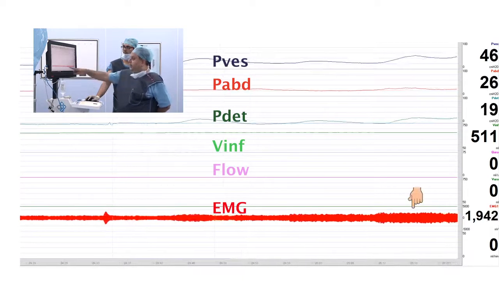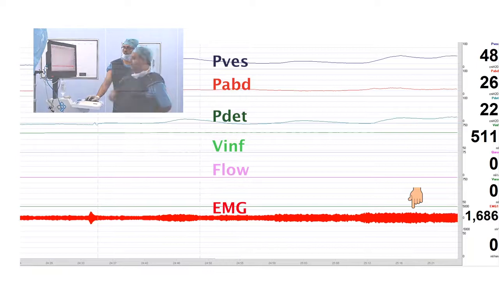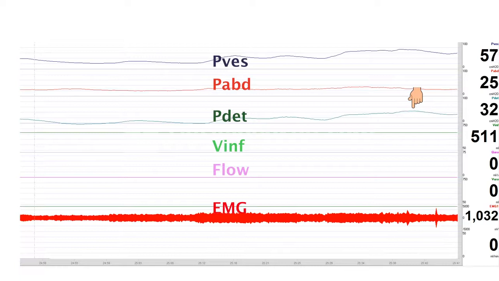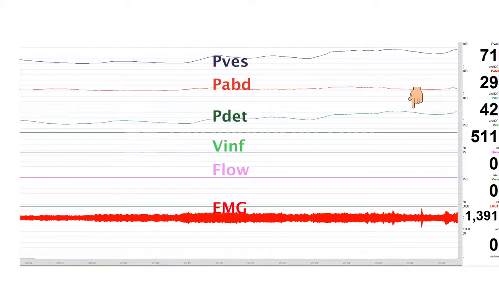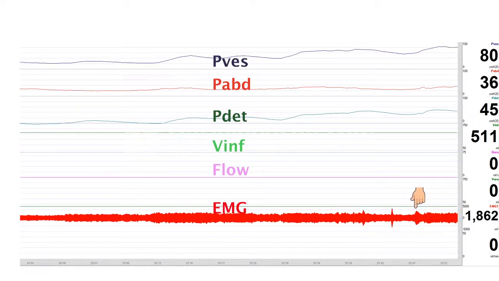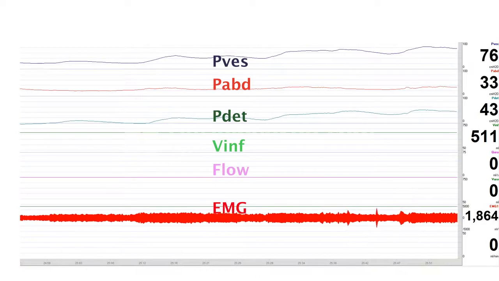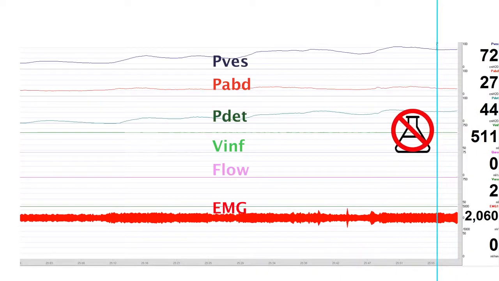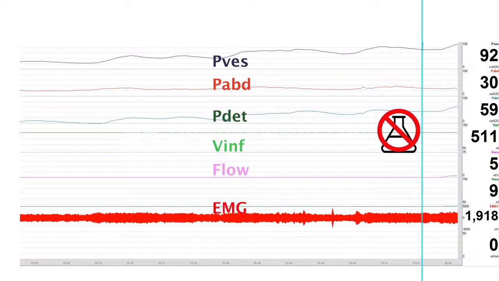The EMG at the same time has slightly increased. The detrusor overactivity has reached 36 centimeters of water. The patient has not leaked as yet, and there is rise in the EMG. We have stopped the filling pump, and the patient is reporting uncontrollable urge and wants to void.